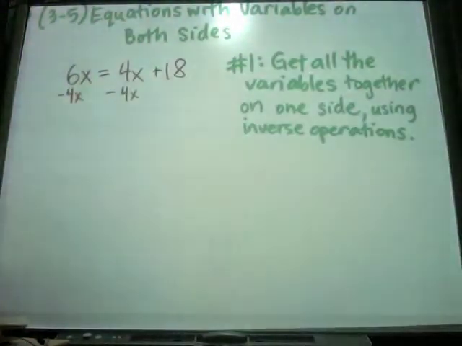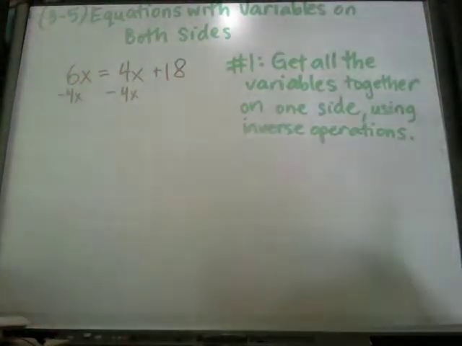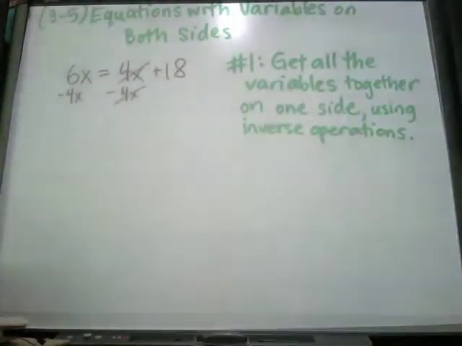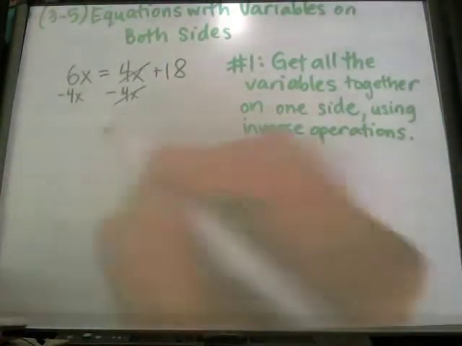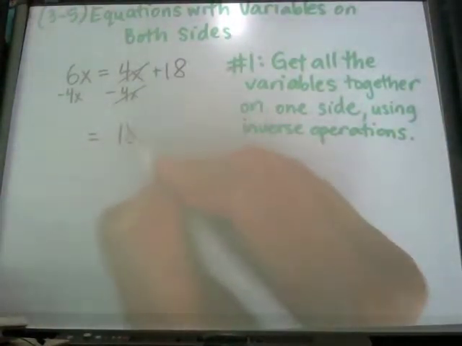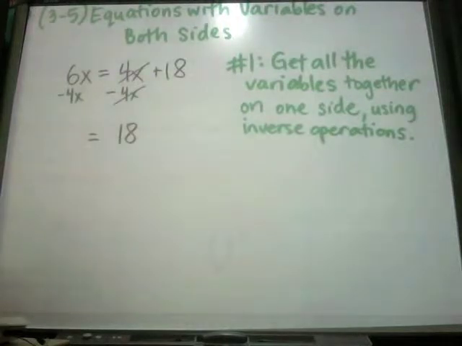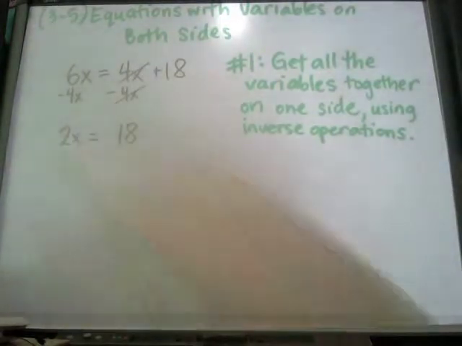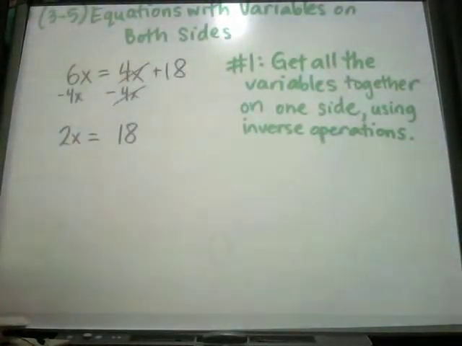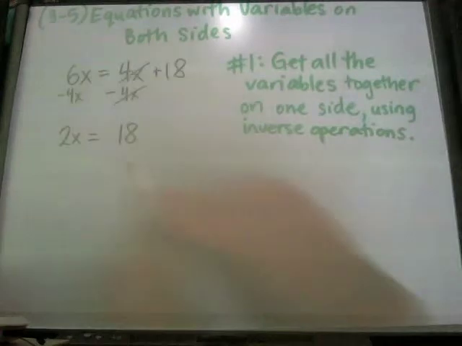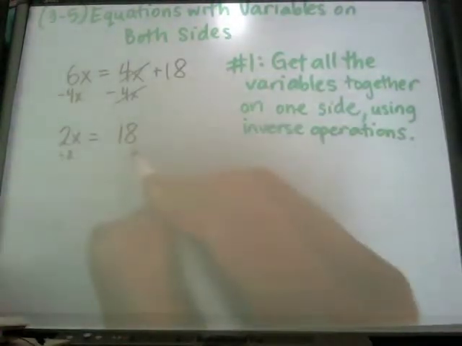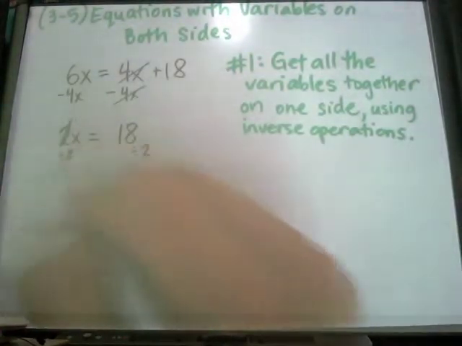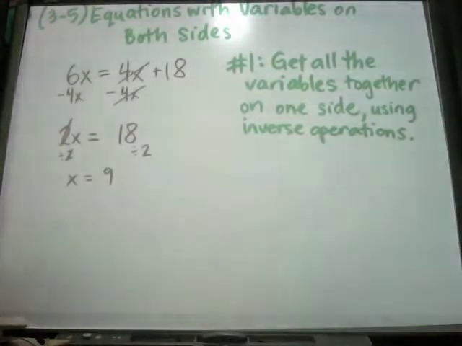Again, on both sides of the equal sign always. Look where the equal sign is. Make sure you do it on both sides. 4x minus 4x, nothing left there except the 18 that was there when we started. Now on the left side, I can combine like terms. 6x minus 4x makes 2x. And now we can solve, finishing up, divide by 2 on both sides to get the x by itself. And we get x equals 9.